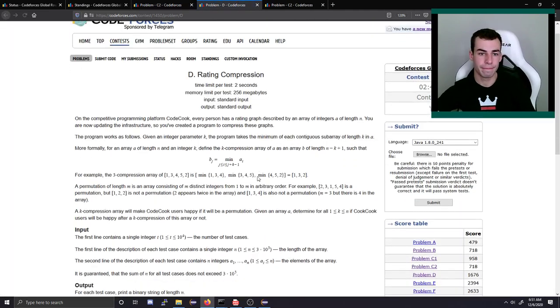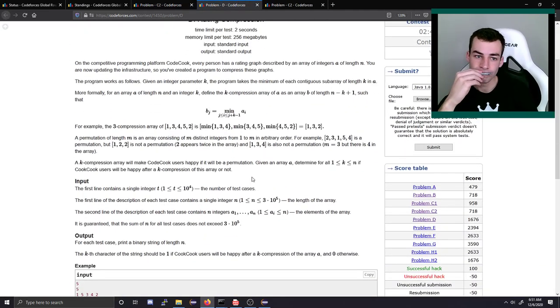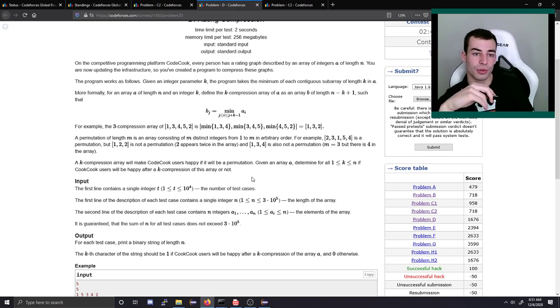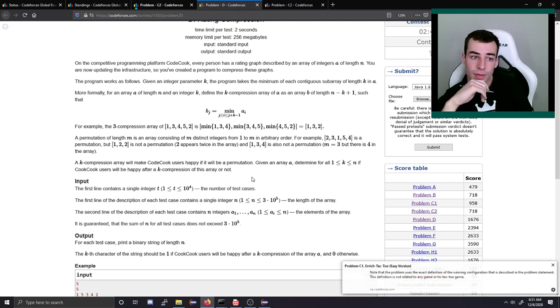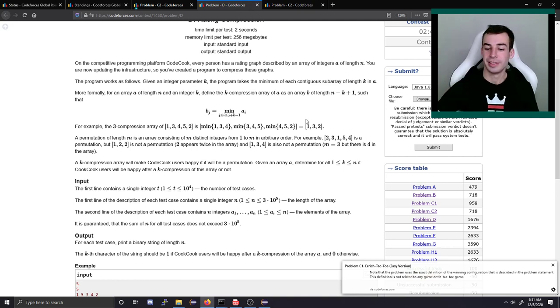Let's read problem D. Code cook. Each person has a rating graph, an array of integers, updating the infrastructure. Updating the infrastructure, so you want to compress these graphs. Yeah, we know.